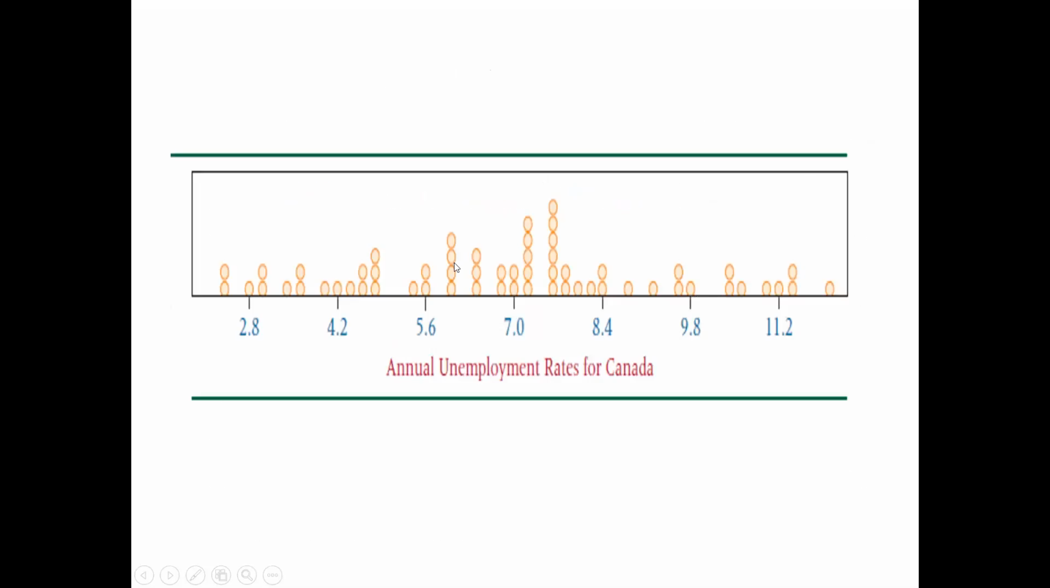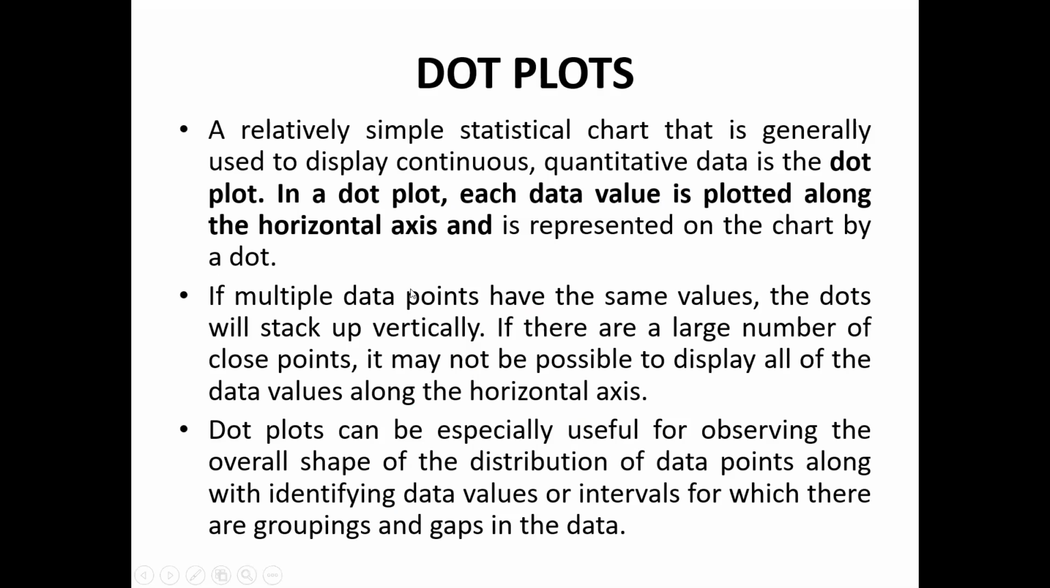So here you can see, let's suppose 8.4 has 2 values, so it will stack up. Here if there is a 7.5 that repeats n number of times, then it will stack up that many times. So it will stack up vertically. If there are a large number of close points, it may not be possible to display all the data values along the horizontal axis. So if you have too many numbers, then it becomes difficult to use a dot plot. So dot plot is generally a simple statistical chart.